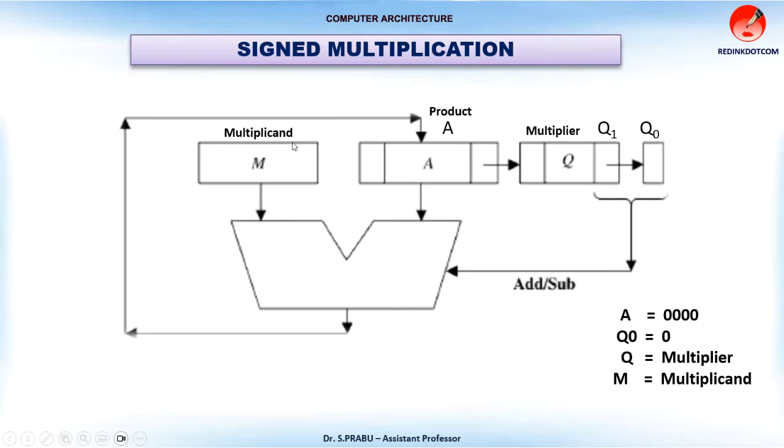This is the circuit for signed multiplication. Here, the multiplicand is stored in the M register, the product is stored in the A register, and the multiplier is stored in the Q register. One more extra bit is added, named Q0. Q0 is initially set to 0. The A register is also set to 0. By comparing these two values, we decide whether to add, subtract, or simply shift the values of these three registers.